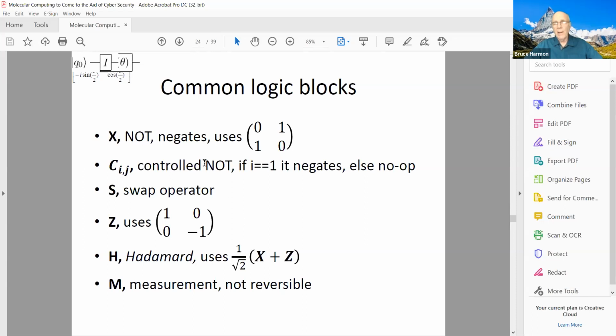So here are some that are common to complex or quantum computers. One that negates, for example, here we're operating on a 1 qubit. A controlled negate, an operator that swaps, an operator that essentially does a flip, the Hadamard, that is a combination of the other two, and then all of these qualify as logic blocks, as legitimate transformations allowed in a quantum computer.